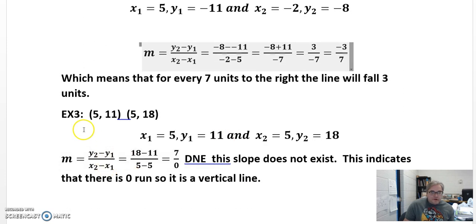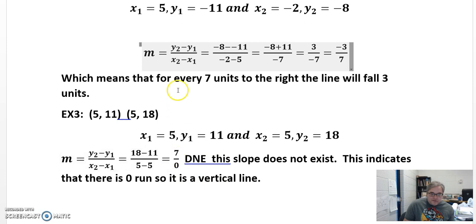For example 3, I have the coordinates (5, 11) and (5, 18). You might want to take out a piece of paper and sketch that really fast. Pause this, sketch it, connect the dots, and think about what kind of line that is. If I follow our procedure, labeling the points and putting them into the formula, I get 7 over 0. Well, I can't divide by 0, so that does not exist. That means this slope doesn't exist. What kind of line has a slope that does not exist? It's a vertical line.